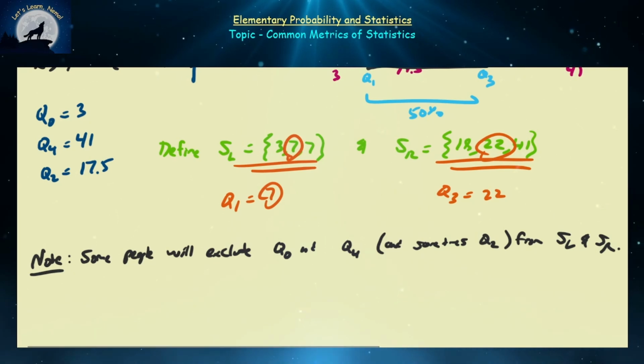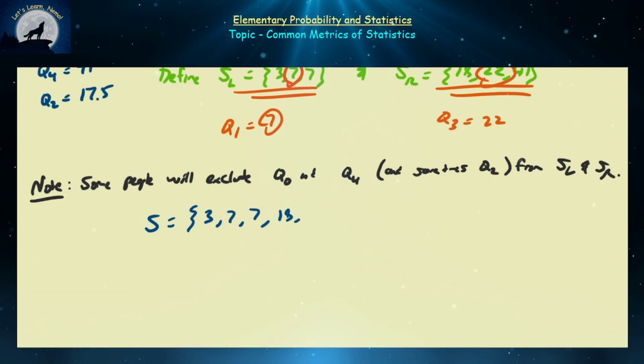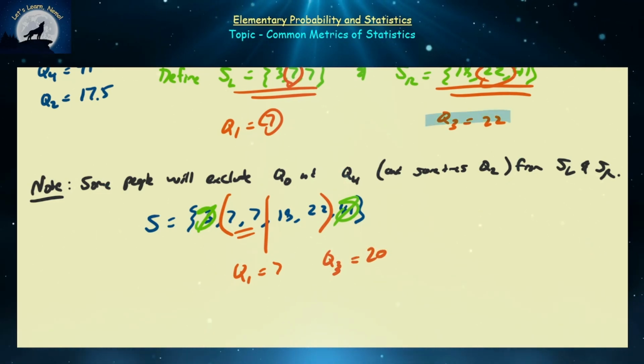Because if we have our data set S equal to 3, 7, 7, 18, 22, and 41, and we exclude the tail points, so 3 and 41 are definitely out, and then we consider the inner quartiles of the left and right, here we're going to have Q1 equal to 7 still, but Q3 will be equal to the average of 18 and 22. That's going to be equal to 20. And as we clearly see, that gives us different answers.